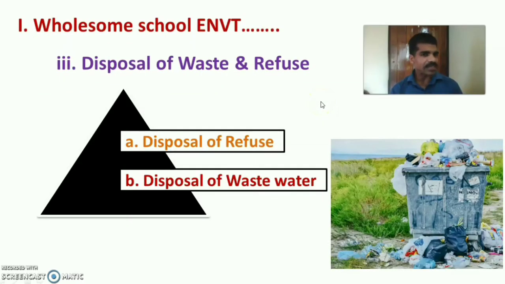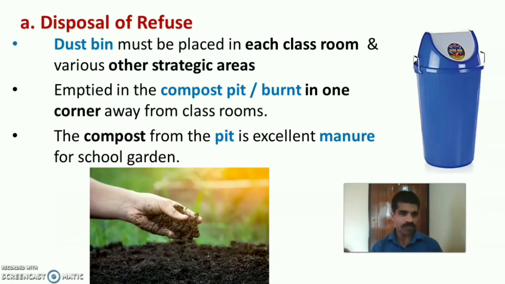The third main activity under wholesome school environment is disposal of waste and refuse from the school. It includes disposal of refuse and disposal of waste water. First is disposal of refuse. Dustbins must be placed in each classroom and various other strategic areas. It should be emptied either in the compost pit or it can be burned in one corner away from the classrooms. The compost from the pit is an excellent manure. It can be used for the school garden.